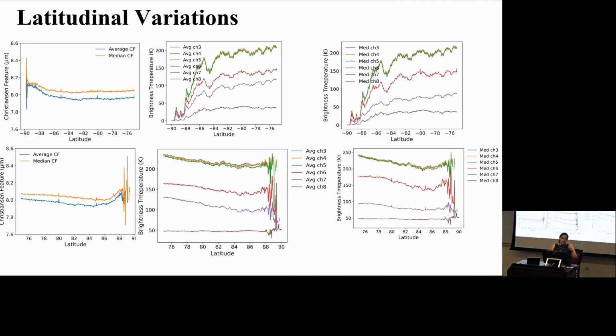Then I looked at the latitudinal variation, going up to 75, not 80, of the Christensen feature. We don't see a lot of variation right now, indicating there is no exceptional difference in composition that we're observing from the current maps, both in median and mean values. The same goes for brightness temperatures.